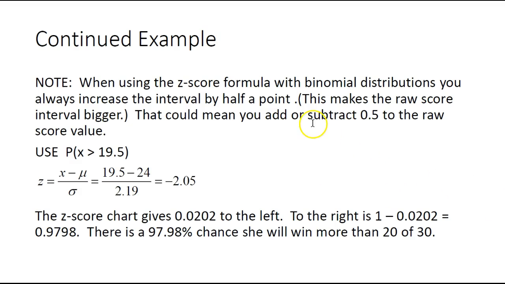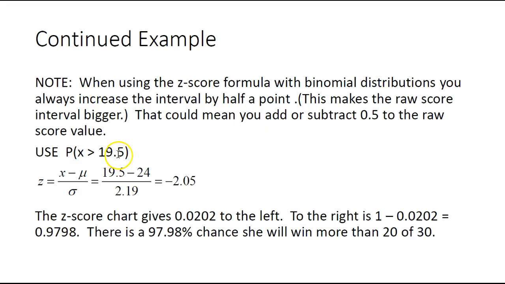So let's continue on. There's a very special note when using z-scores for binomial distributions. I'll go a little bit further in depth in the next slide. But when using the z-score formula with the binomial distribution, you always increase the interval by half a point. In actuality, the way you would calculate these probabilities is a little bit different than the z-score, but it gives you fairly close to the same value. So to make sure that you capture that value, we always use a larger interval.